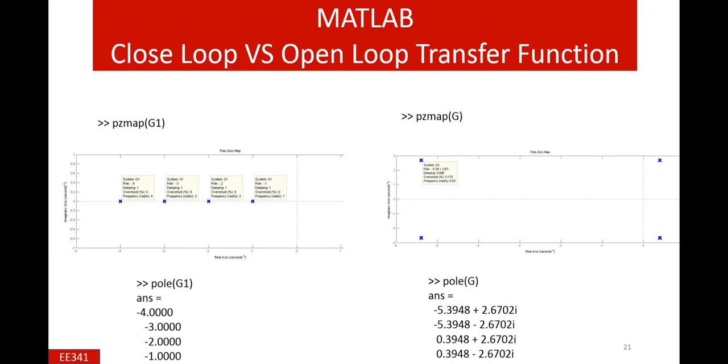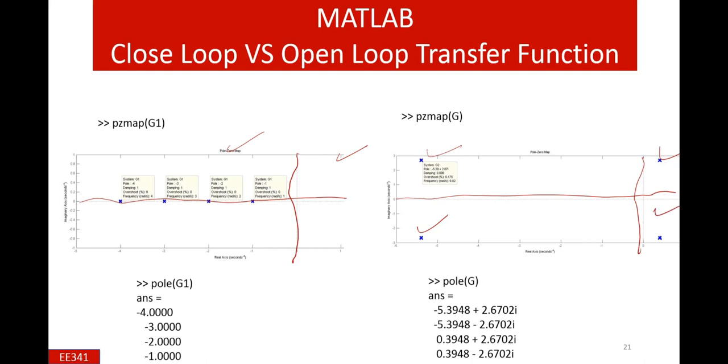This slide is not clearly visible, but this is the vertical or imaginary axis, and this is the real axis. So this is the right half plane and this is the left half plane. In the open loop transfer function all the poles lie on the left half plane, and for the closed loop transfer function, clearly indicated in MATLAB, this diagram shows that these two poles are on the left half plane and these two poles are on the right half plane. This leads toward the instability of the system.